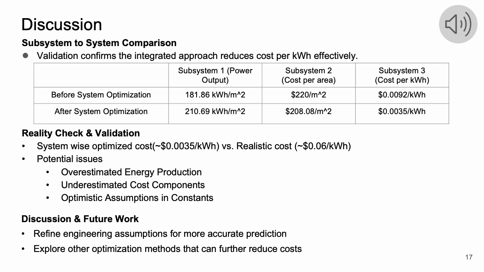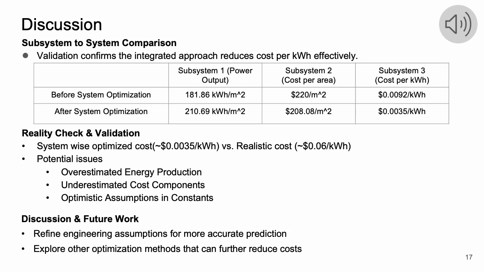Here we take a final look at our results. When comparing each subsystem by itself versus an integrated approach, we see a clear advantage in system-level optimization. Subsystem 1's power output saw an increase, while Subsystem 2's cost per area dropped slightly, and Subsystem 3's cost per kilowatt hour saw a substantial decrease.